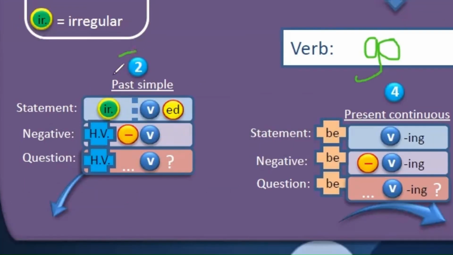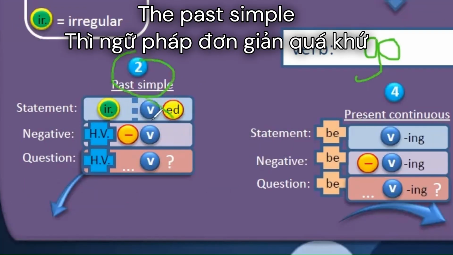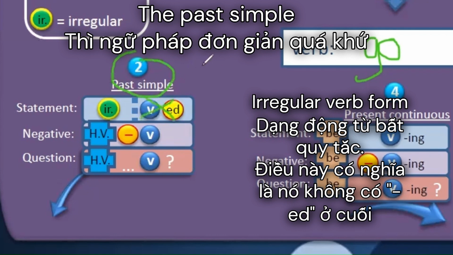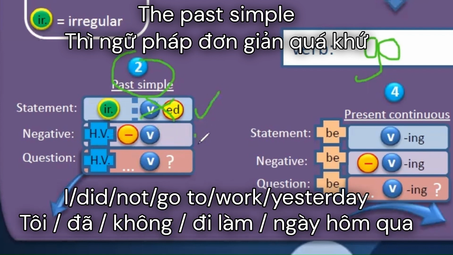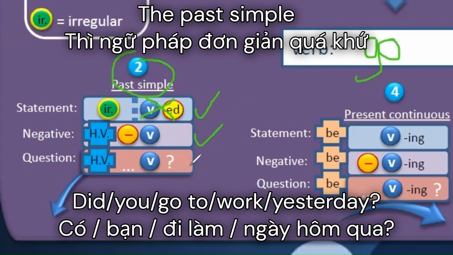Present simple. The past simple. Now we are using the irregular verb here, which is went. I went to work yesterday. I did not go to work yesterday. Did you go to work yesterday?